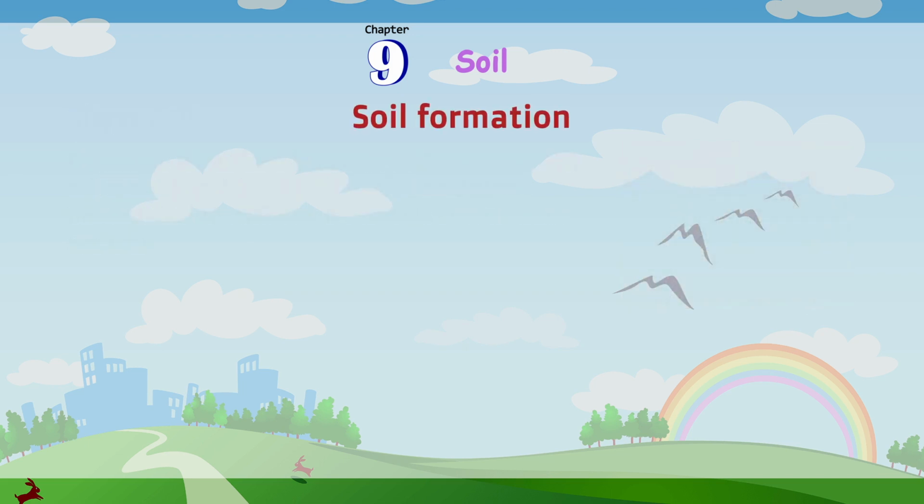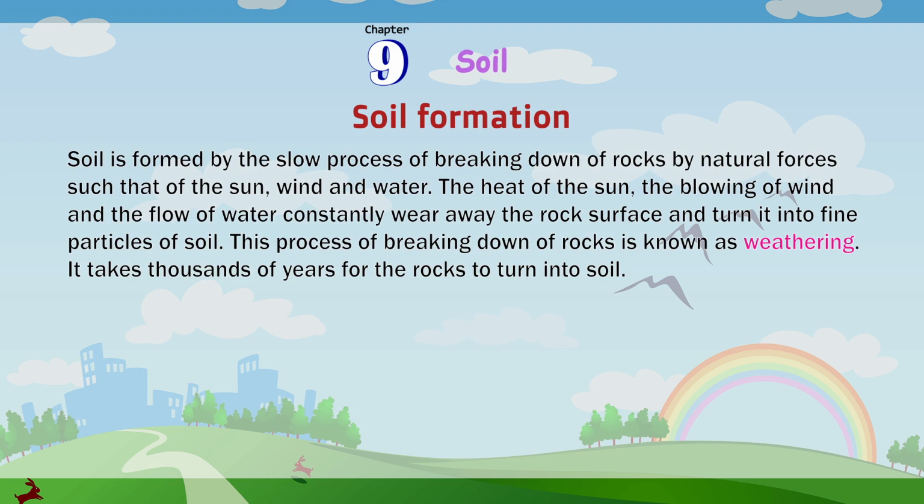Soil formation. Soil is formed by the slow process of breaking down of rocks by natural forces such as the sun, wind, and water. The heat of the sun, the blowing of the wind, and the flow of water constantly wear away the rock surface and turn it into fine particles of soil. This process of breaking down of rocks is known as weathering. It takes thousands of years for the rocks to turn into soil.